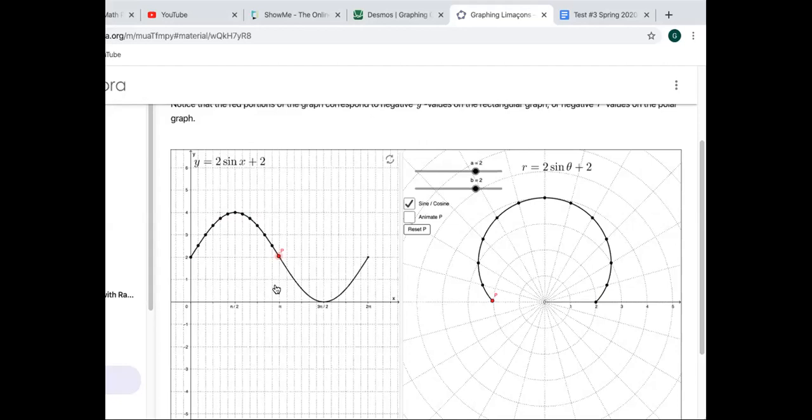But now check out what happens. It spirals inward to the pole, and then it spirals outward away from the pole. And because that looks like an upside down heart, this shape is called a cardioid, C-A-R-D-O-I-D. So a cardioid is when B equals A.